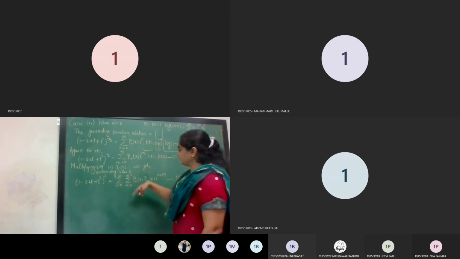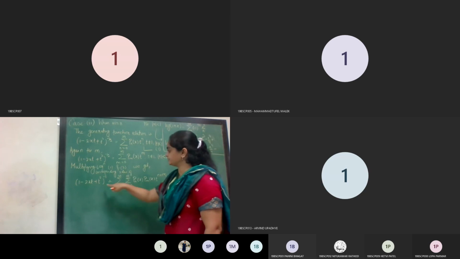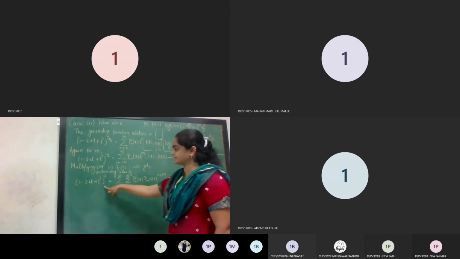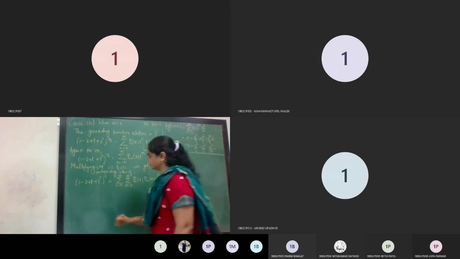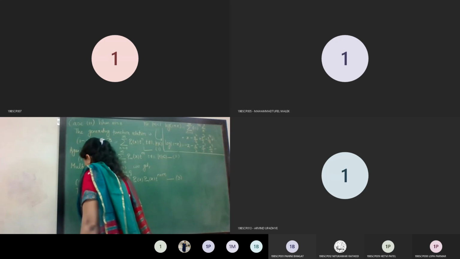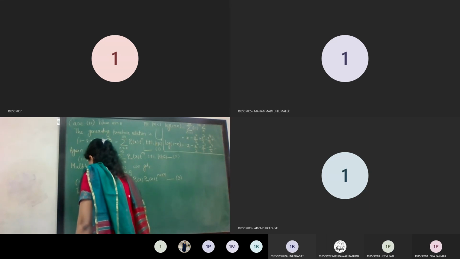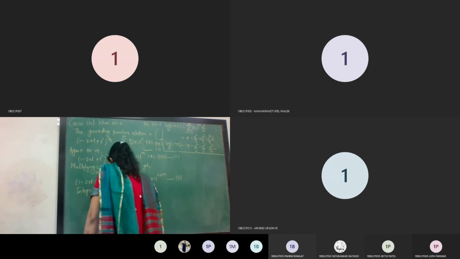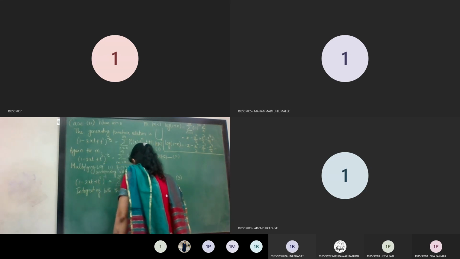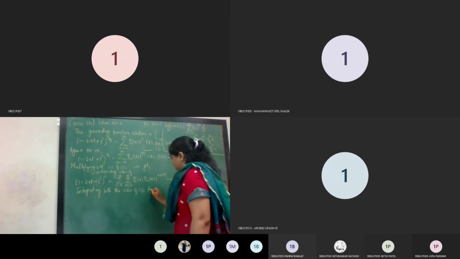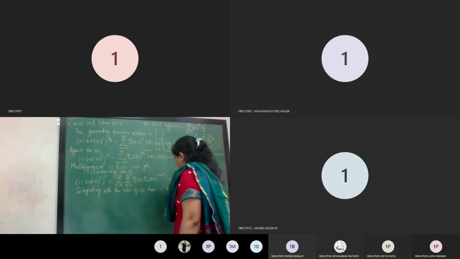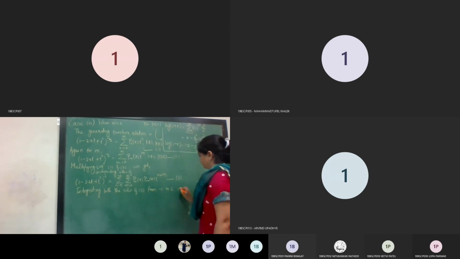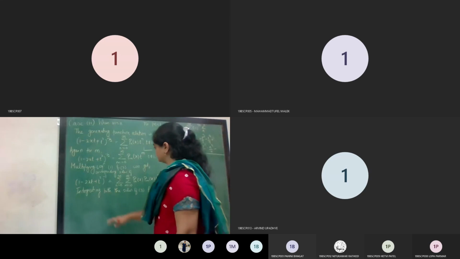What we'll do? We will now integrate this with respect to x on both the sides from minus 1 to 1. So integrating both the sides of 3 from minus 1 to 1, we have, so now I am writing this part on this one.